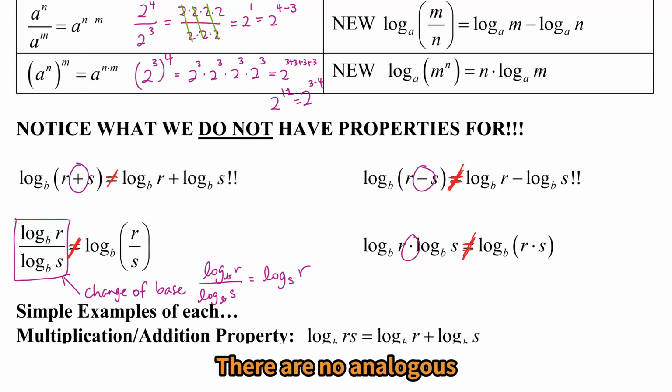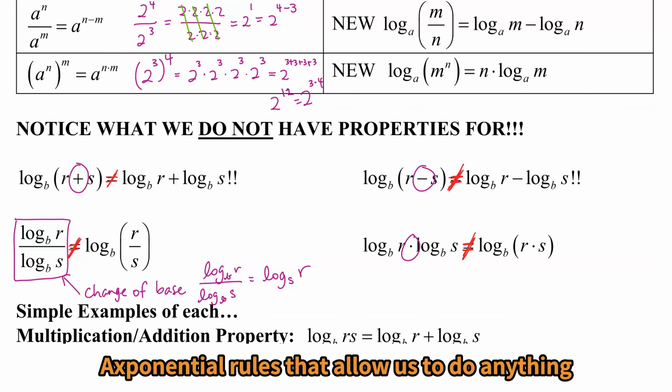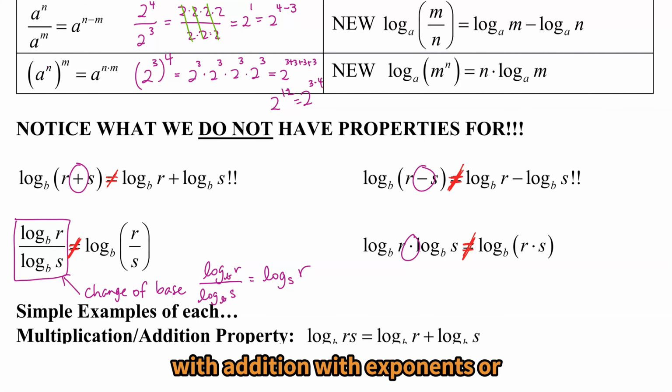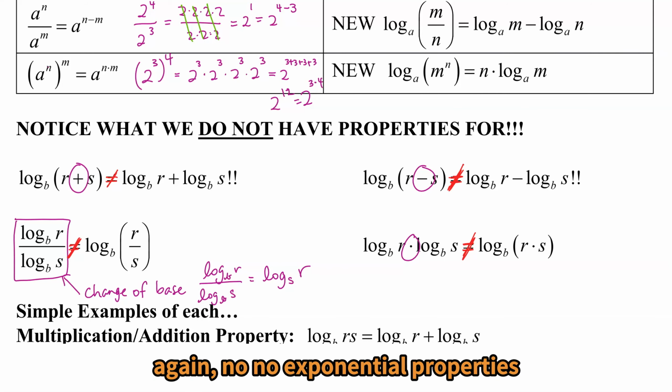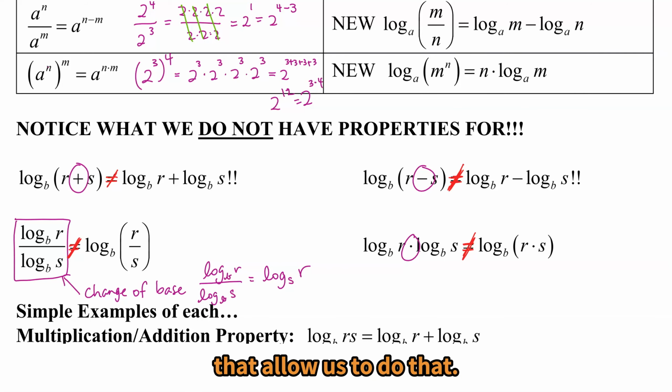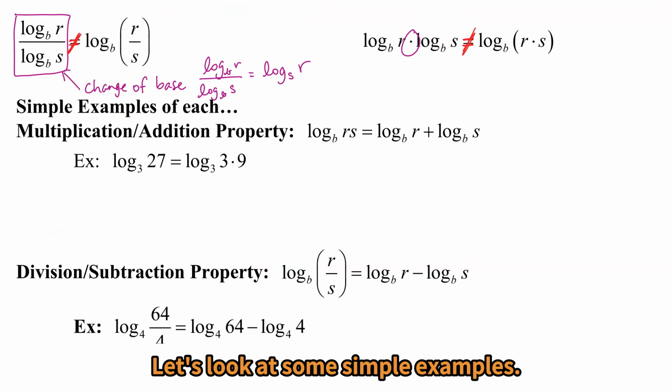There are no analogous exponential rules that allow us to do anything with addition with exponents, subtraction with exponents, and then dividing and multiplying outside of logs. Again, no exponential properties that'll allow us to do that. Let's look at some simple examples.